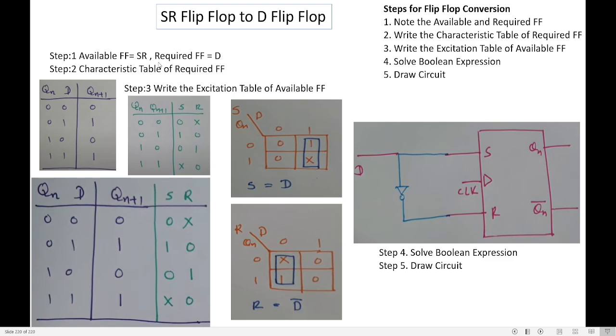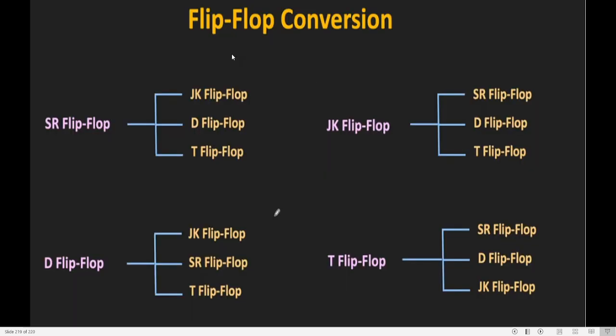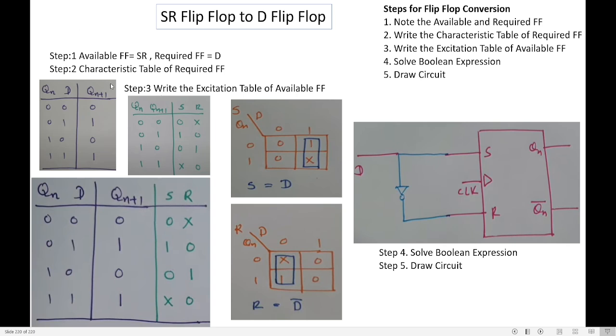So here we need to understand, we should always remember all the characteristic tables and excitation tables of all the flip-flops. That is very important for flip-flop conversions, whether it is JK or D or T or SR. You should really remember and memorize the characteristic table and excitation table. Now, what is the second step? Write the characteristic table of the required flip-flop.